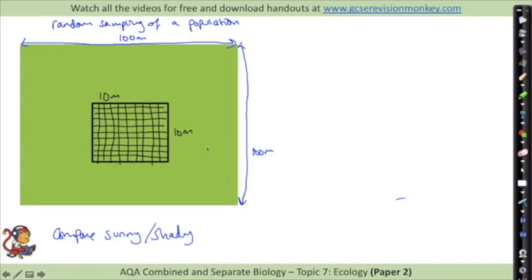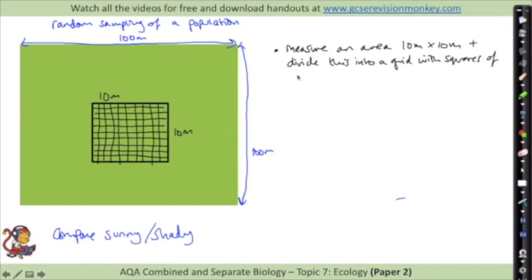So there we have it. We have a grid in the middle of our field, and we've divided that grid up into 100 squares. So if we were to write a method for this, or start writing a method, we would first of all write that we would measure an area 10 by 10 metres and divide this up into a grid with squares of 1 metre by 1 metre.